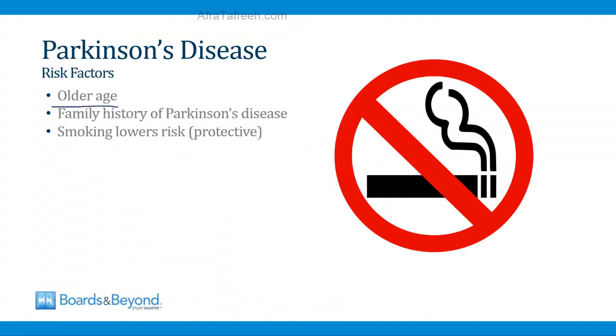The major risk factor for Parkinson's disease is older age. You are also at increased risk if you have a family history of Parkinson's disease. And then finally, for reasons that are poorly understood, smoking lowers the risk of Parkinson's disease. It's a protective factor. There are a small number of conditions in which the risk is lower among smokers, and Parkinson's is one of them.